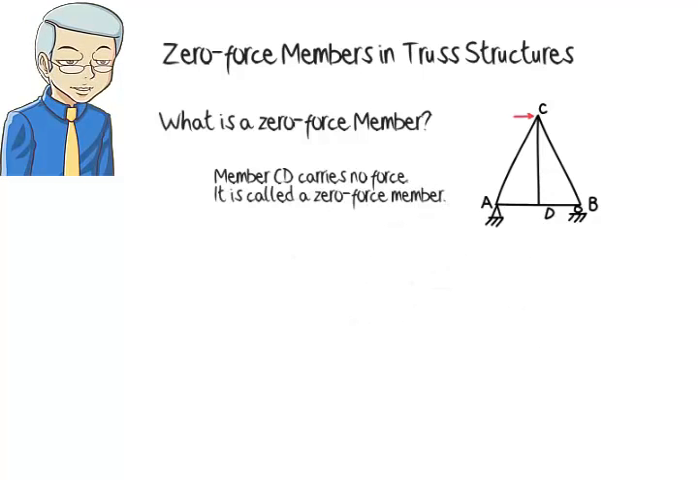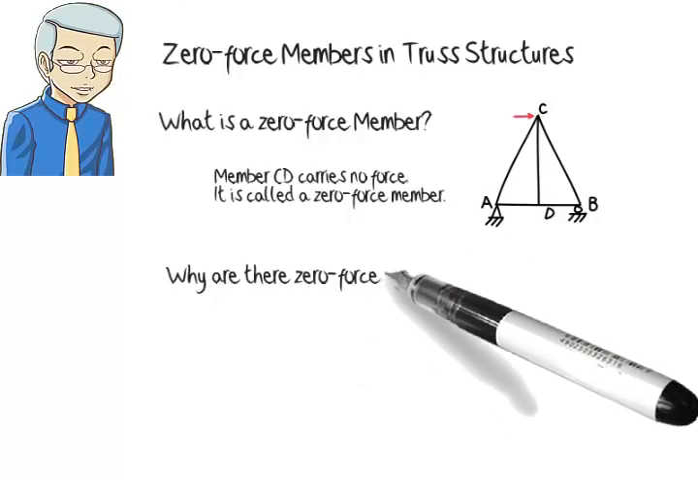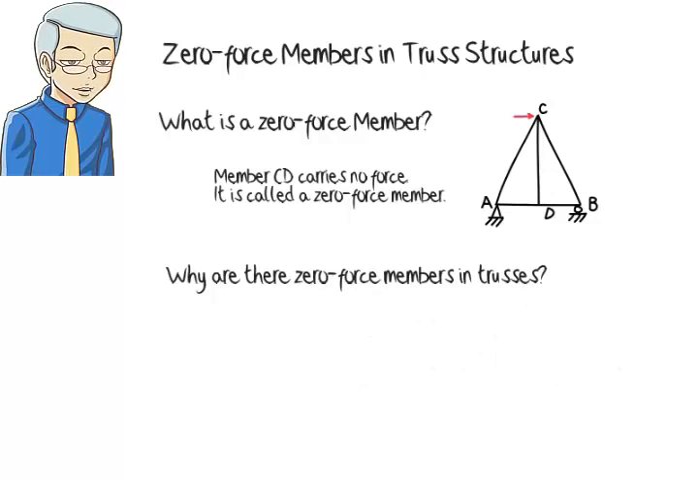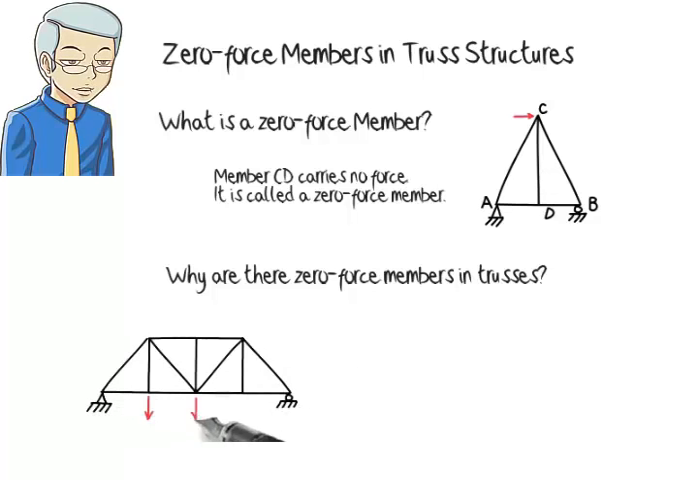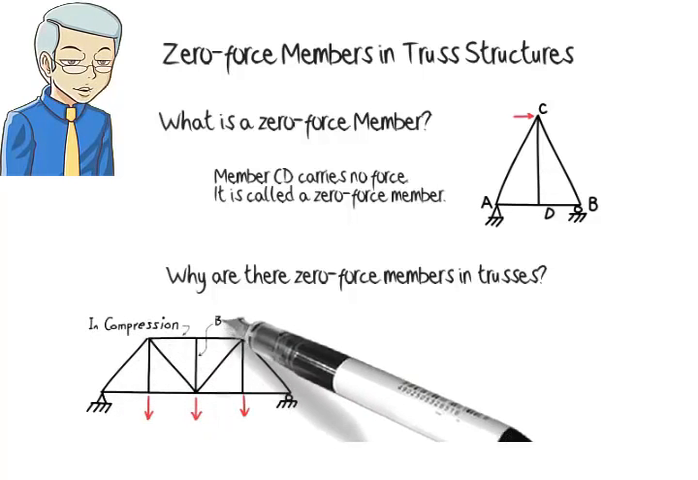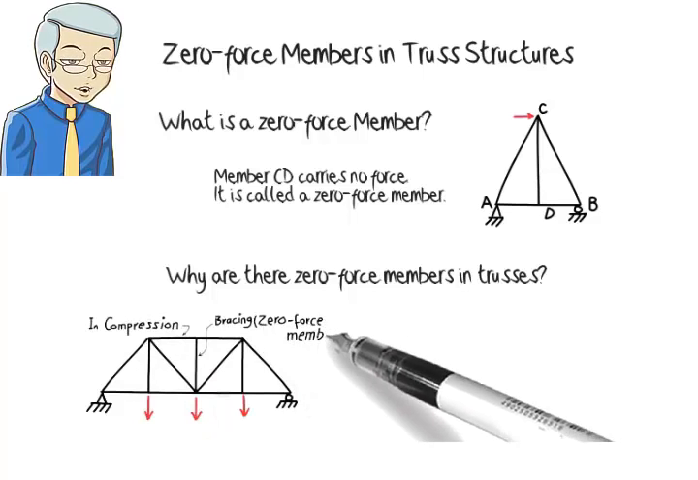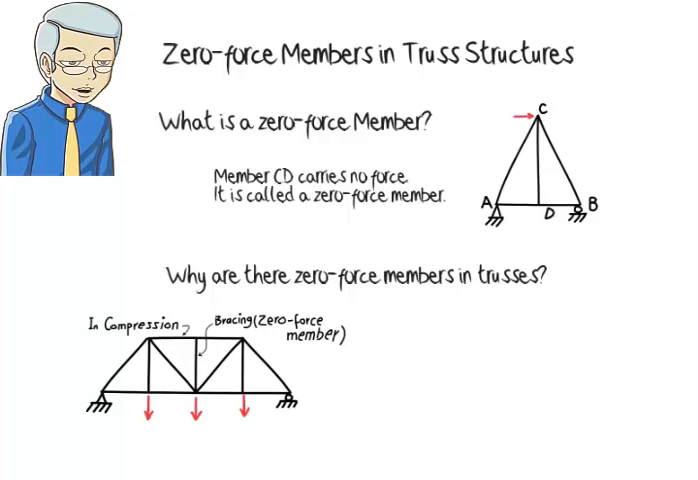Why are there zero-force members in trusses? Naturally, one might question the rationale for having such members in a structure. If a truss member does not carry any force, why have it in the first place? There are two main reasons for encountering zero-force members in trusses. 1. A zero-force member could act as a bracing for preventing a force-carrying compression member from buckling. That is, a zero-force member adds stability to the structure.